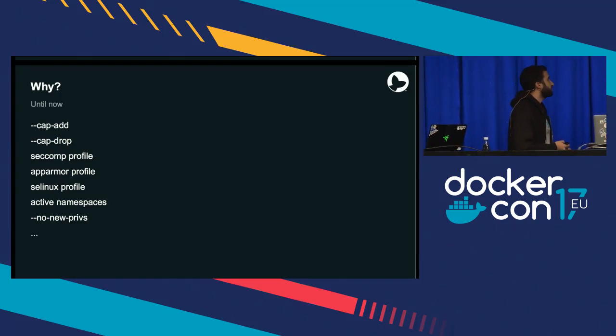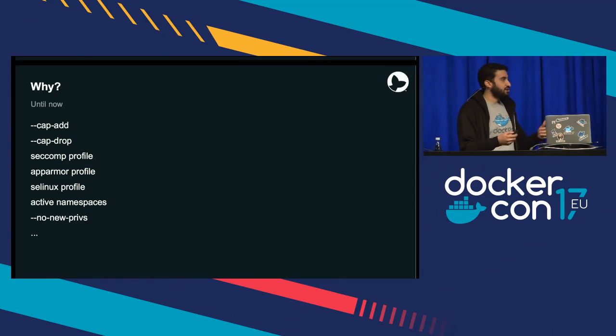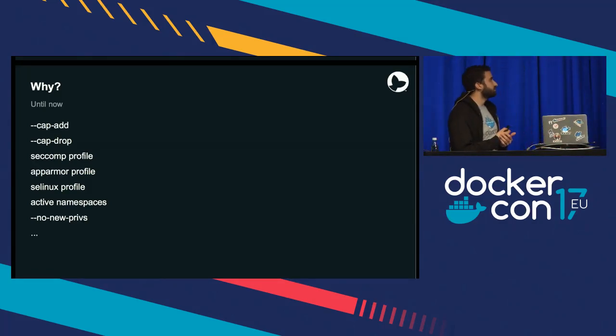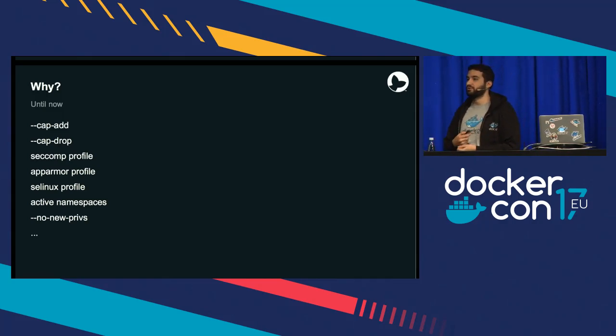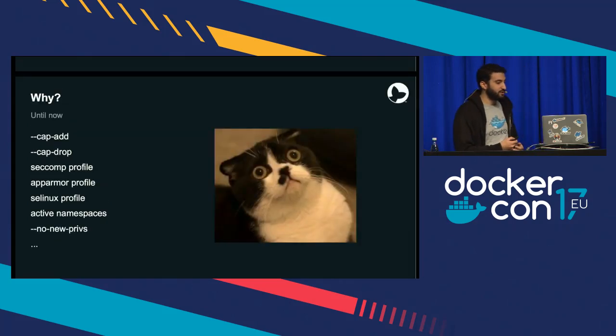So what do we provide for now? On both Docker and Kubernetes, at the lower level, in terms of security interfaces, users have to choose between things like adding a capability, dropping one, providing a new seccomp profile, a new AppArmor profile, an SELinux profile, enabling or disabling namespaces, stuff like this. Do you really think that developers, or ops, should know about all of this? We don't.